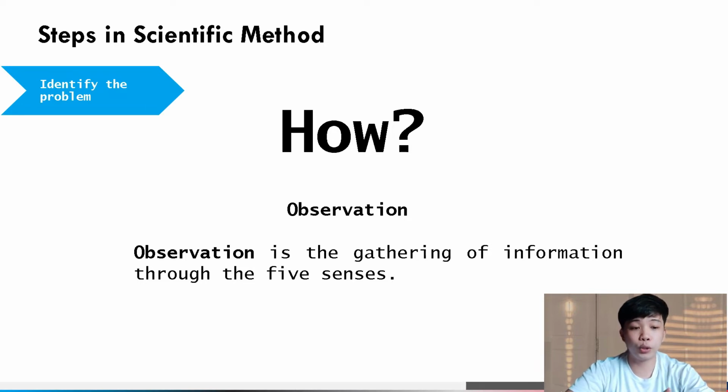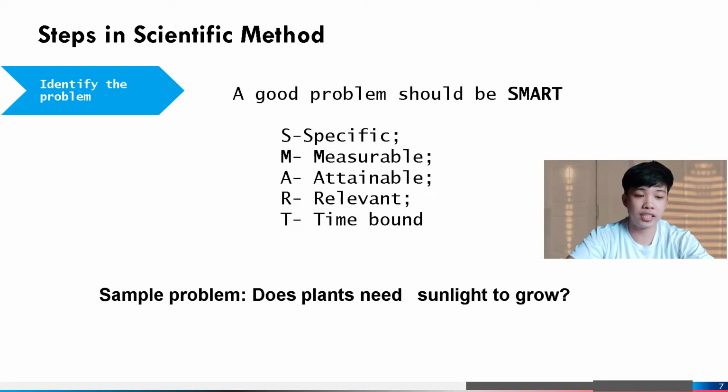So take note that a good problem should be SMART, S-M-A-R-T. When we say SMART, it is specific, measurable, attainable, relevant, and time-bound. When we say specific, it means that there is only one problem. Next, measurable, you can do observation or you can observe the problem. Attainable, meaning achievable yung problem mo, meaning you can solve that problem.